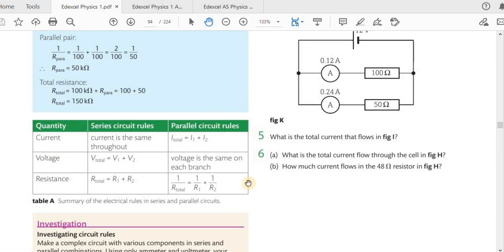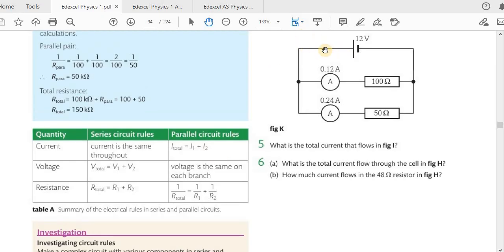Okay, this table summarizes what we went through so far. In series, the current is the same through the components which are in series. And if it's a parallel connection, the sum of currents entering a junction is equal to the sum of currents leaving a junction. Also at any point in the circuit, if you take this point, the total current entering this point should be equal to the total current leaving the point.